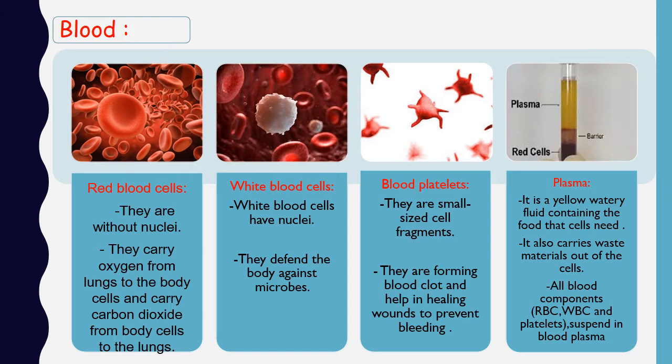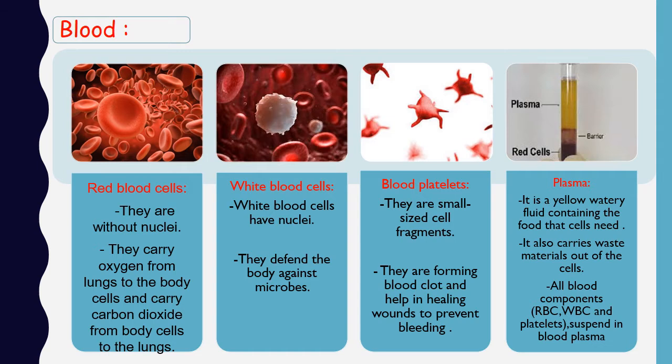So when you have any wound, if you observe after some time, a dark cover will appear on your skin with a brown or dark red color. This cover is called a blood clot. Who makes this blood clot? Blood platelets.